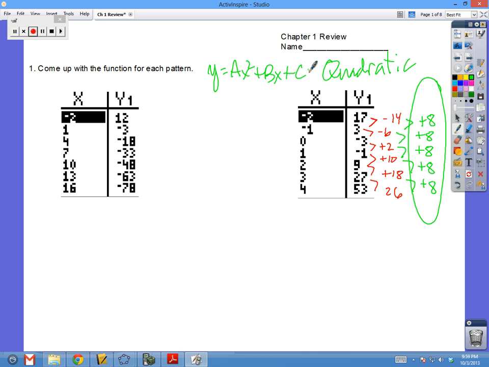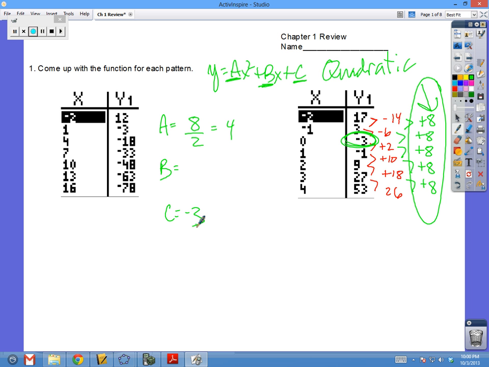So now my mission is to find a number for a, a number for b, a number for c. For the number for a, make sure you have this in your notes: A is going to be my 8, my constant change, divided by 2, always cut in half, so that is going to be 4. B, there's no way to tell from the table. C though, C is going to be right here. C is going to be whatever the answer is when x is 0.